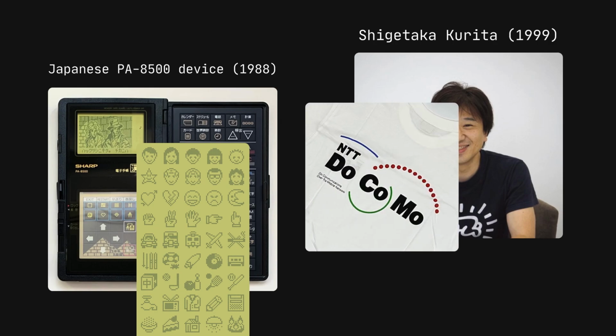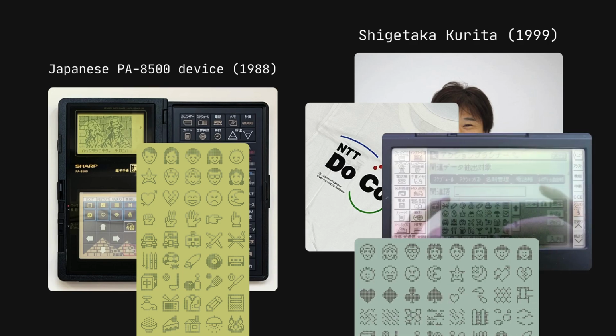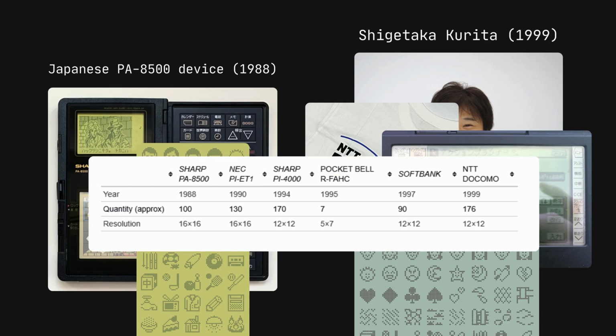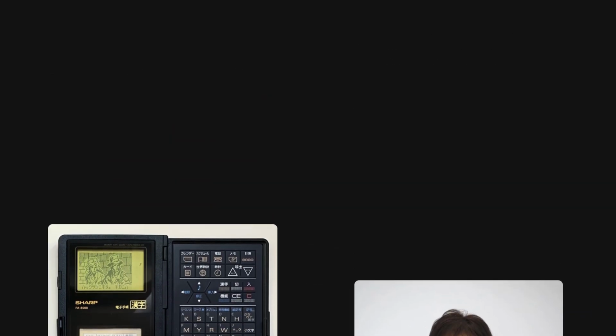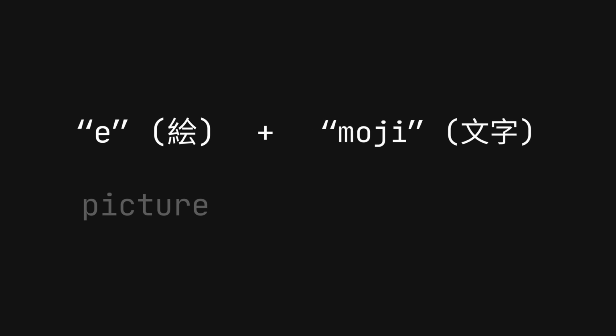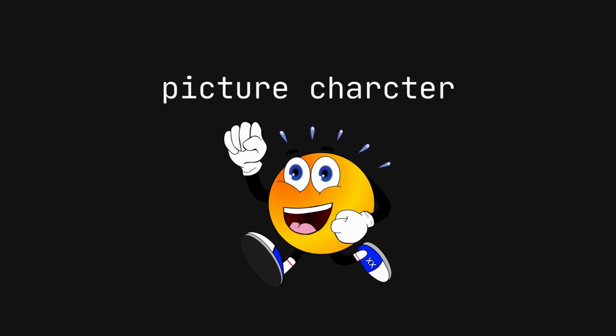The company he worked for, NTT Docomo, released a pager aimed at teenagers and included a heart-shaped pictogram for users to include in their pager messages. They then released another for business people without the heart image, but after public outcry, he designed 176 icons, each 12 by 12 pixels, and basically started the global trend. So it's no surprise emoji comes from Japanese, combining e, meaning picture, and moji, meaning character. It literally means picture character.